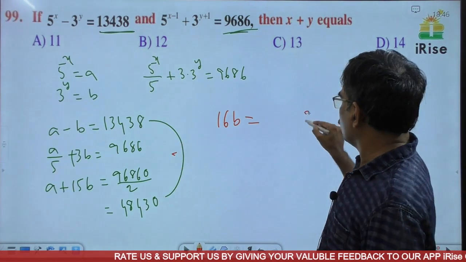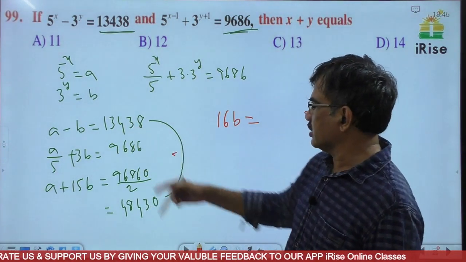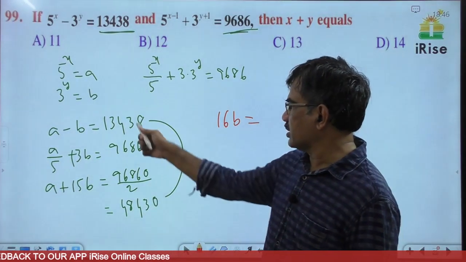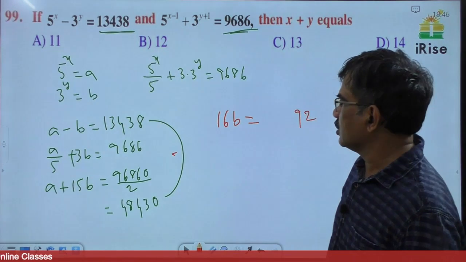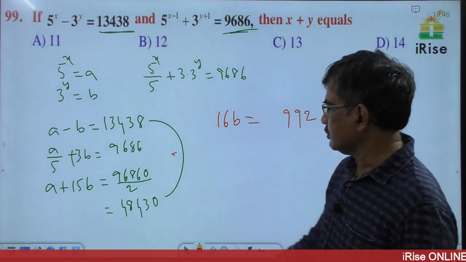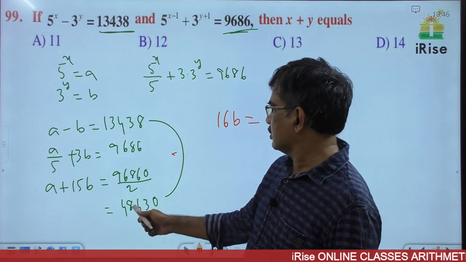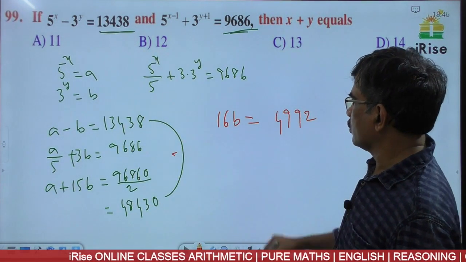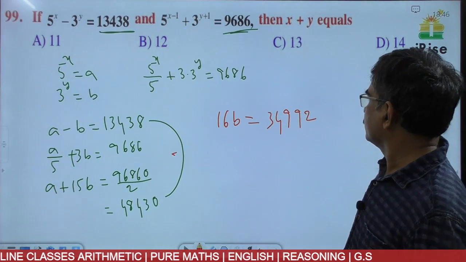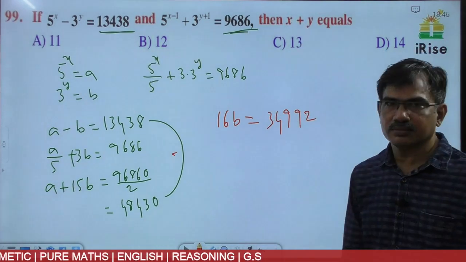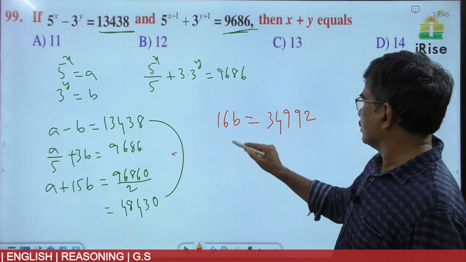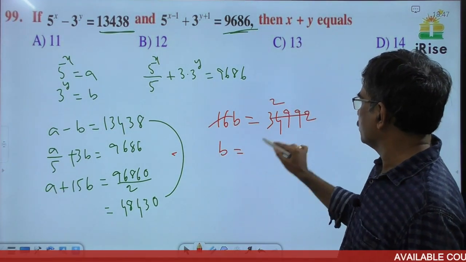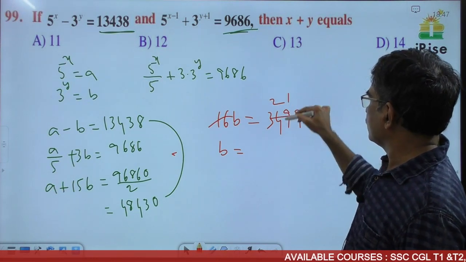minus. A minus A is 0, 15b minus 16b is equal to... 10 minus 8 is 2. Okay, 13 minus 12, 13. This is 13 minus 4 is 9. 7 minus 3, 4. 4 minus 1, 3. This is the value of 16b. Divided by 16, b is equal to 16 ones, 16 twos 32, 29, 16 ones 16.